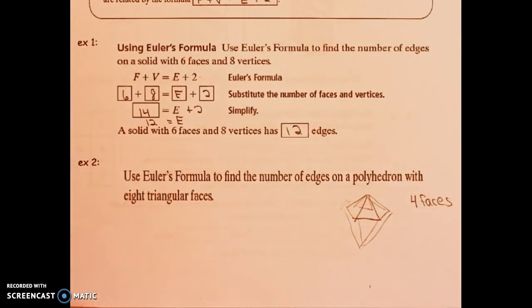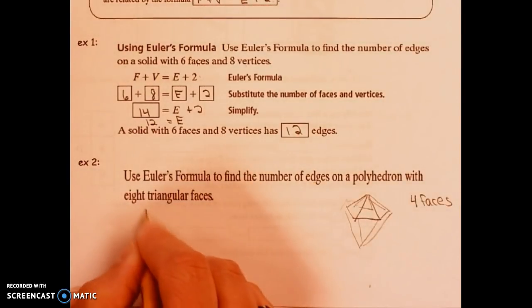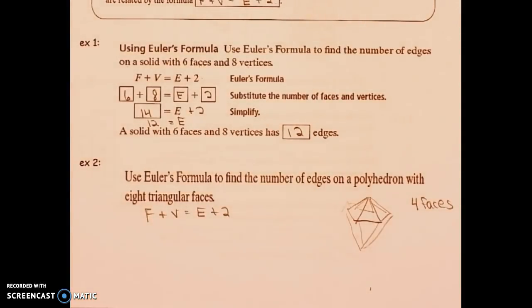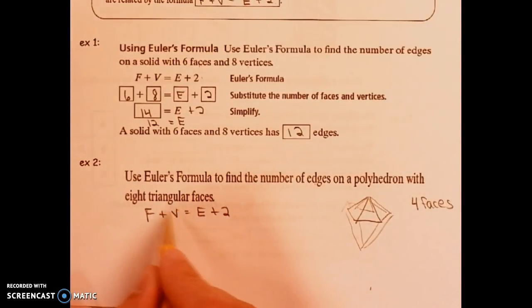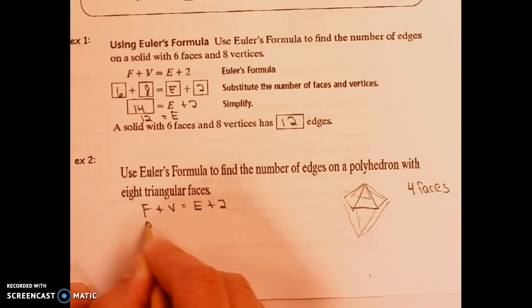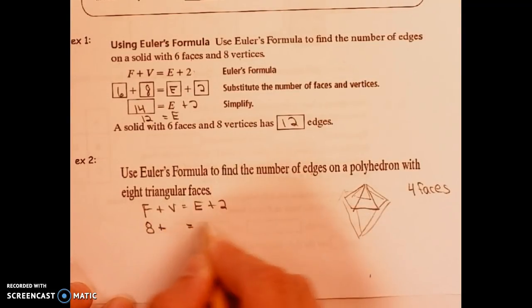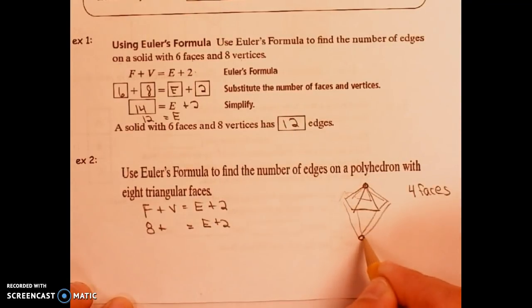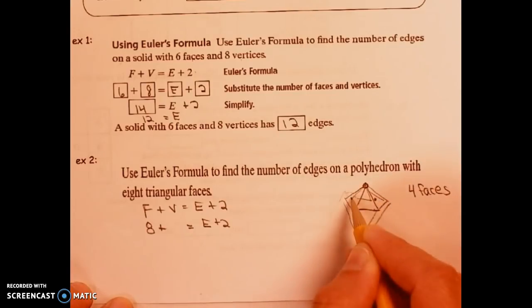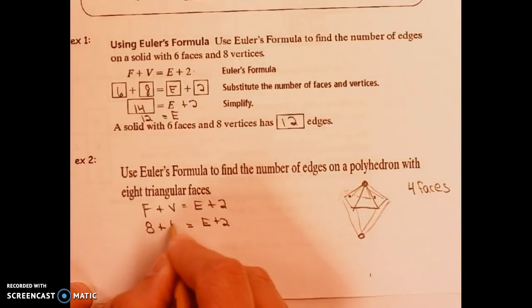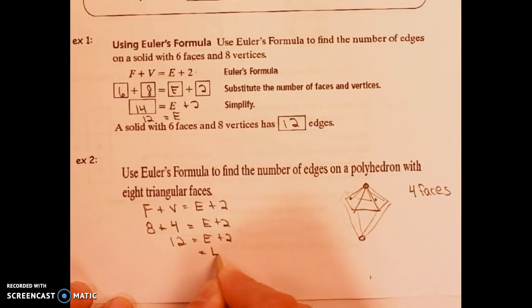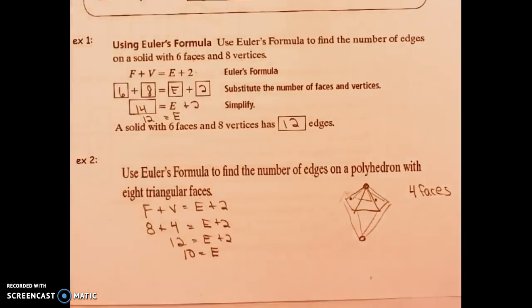So let's take a look. We're looking for the number of edges, so we have faces plus vertices equals edges plus 2, and you might say, well, look, I can just count the edges, and you're right, but let's go through also using that formula. So it says we have 8 triangular faces, so that's 8. We don't know the edges, so let's go take a look at the vertices. I have 1 up here, 1 down here, and I've got 1, 2, 3, and 4 there. So we get 12 equals E plus 2. We end up with E is equal to 10.